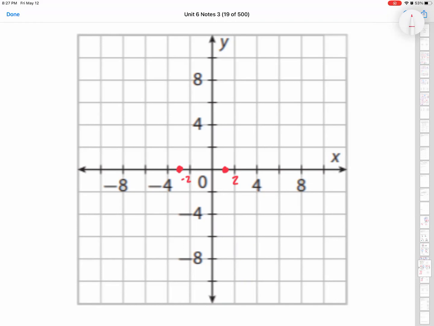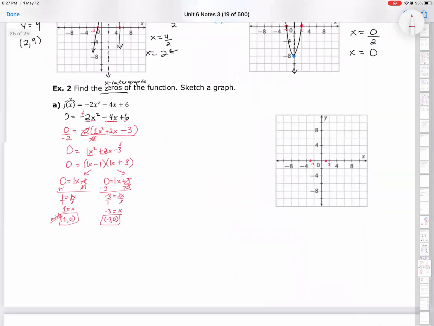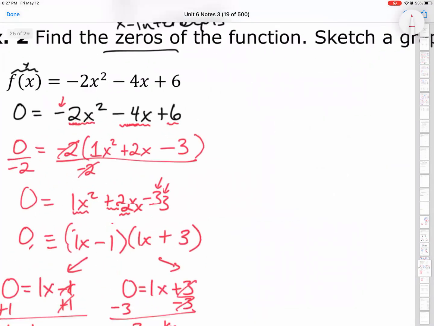Now we could find the y-intercept. I think you guys know how to do that at this point. So it's actually, oh, here we go. This one's actually very quick.